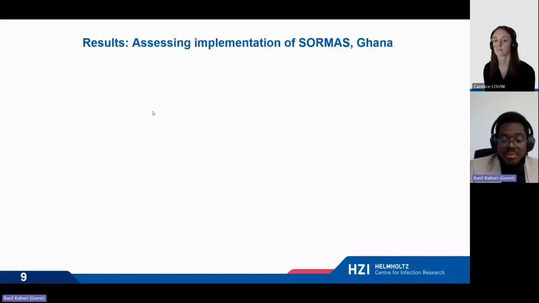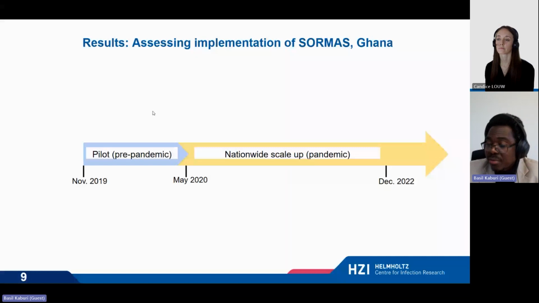Now, a quick summary about how the factors played out before and during the pandemic. So this is the timeline for the implementation, with the pilot starting in November 2019. And within 4 months or so of the pilot, whilst we were still waiting to evaluate the pilot, we had to scale it up across the country. And so that informed a number of the facilitators as well as the barriers. And this is where we did a study about a year after the pilot.